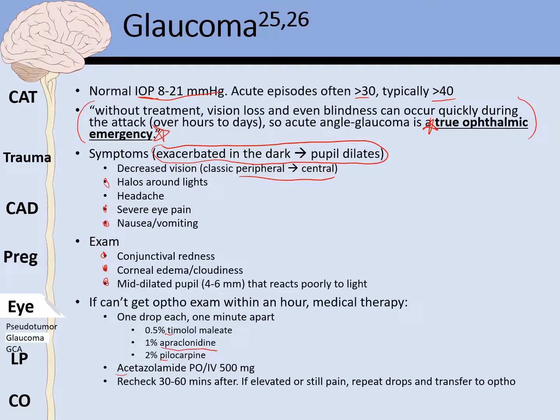IOP should be rechecked, and if still elevated, then repeat drops and work on transfer to ophtho. Keep rechecking the eyes for need for repeat drops. Resistance to medication may need ophtho intervention such as iridotomy, where they make a hole in the iris for fluid drainage between the chambers.